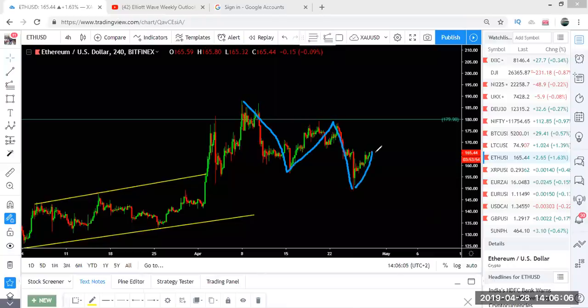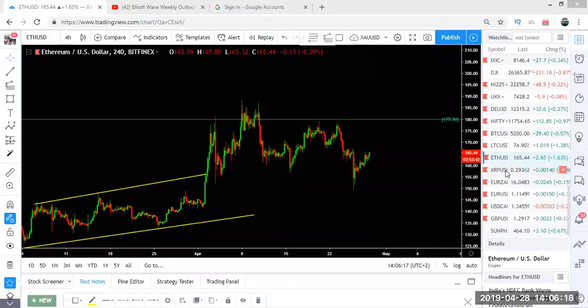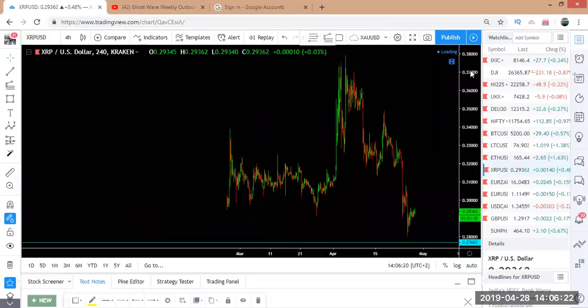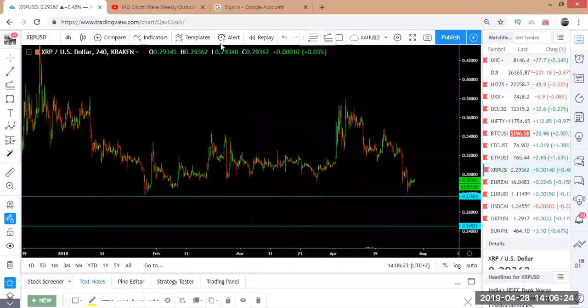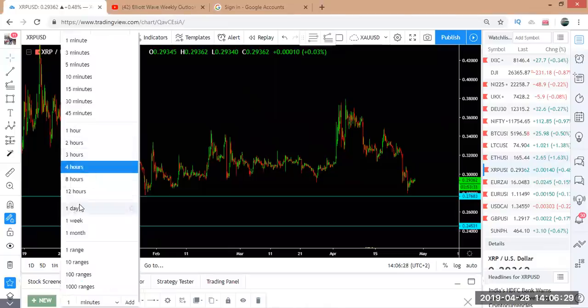Is this ready to go? It will only be ready if it makes a corrective structure, clear corrective structure for upside. It must break up here to confirm that it's gonna go. That is Ethereum. Now Ripple, let's look at Ripple. Ripple is also making a 3-wave pullback, but we have to look at the higher degree structure that is on the daily.